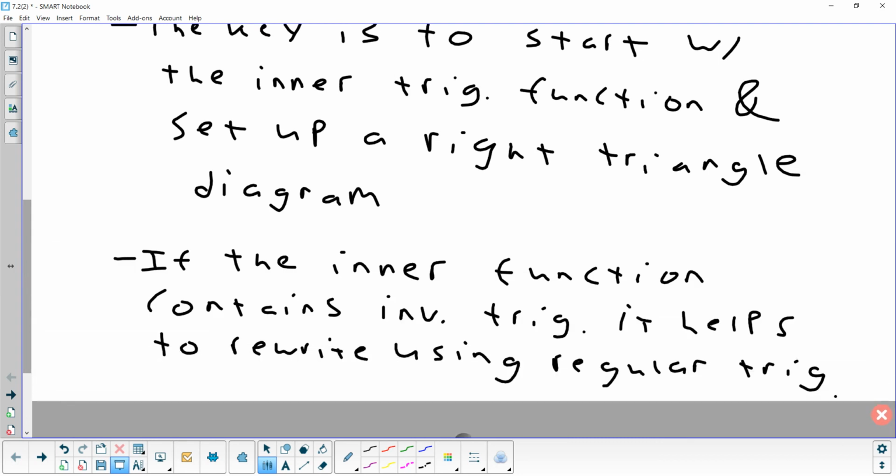If you have an inverse trig function on the inside, then it's going to help to rewrite that as regular trig. That's exactly what I did in one of the homework questions to figure out what Tim had asked. So we can take an inverse trig function and reword it, and by doing that, that actually helps you to make the diagram.